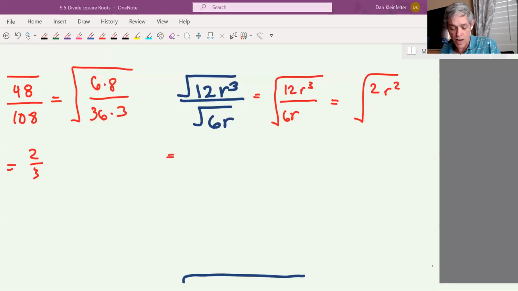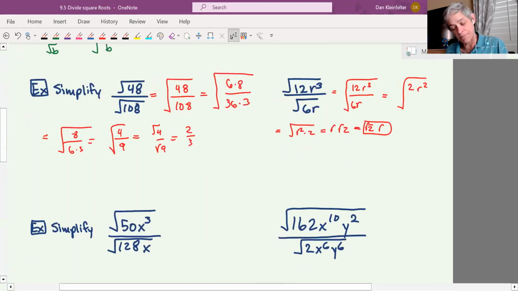Sorry about that, Zoom crashed once again. So we're going to have the square root of r squared times 2, or r square roots of 2. You can write that as the square root of 2 times r if you like. Okay, and that's the end of that.